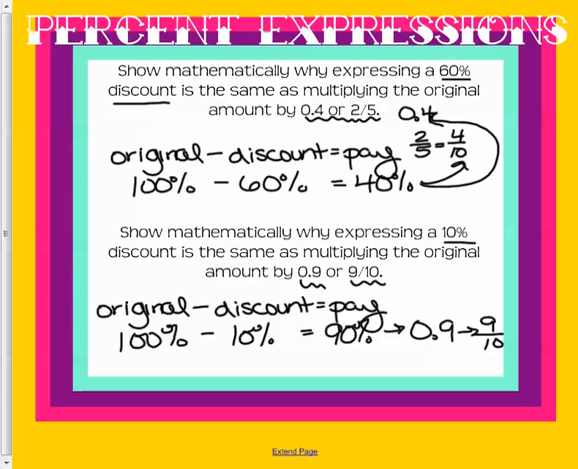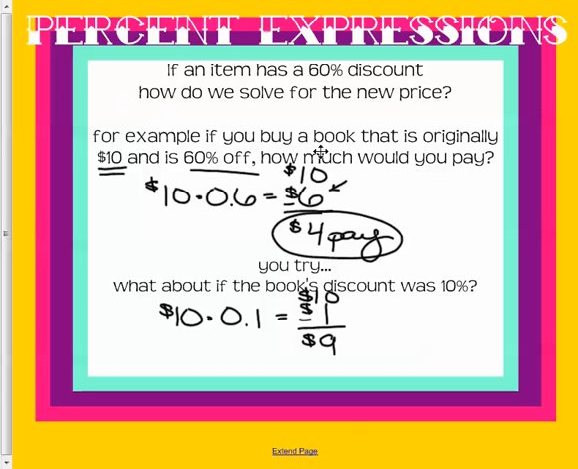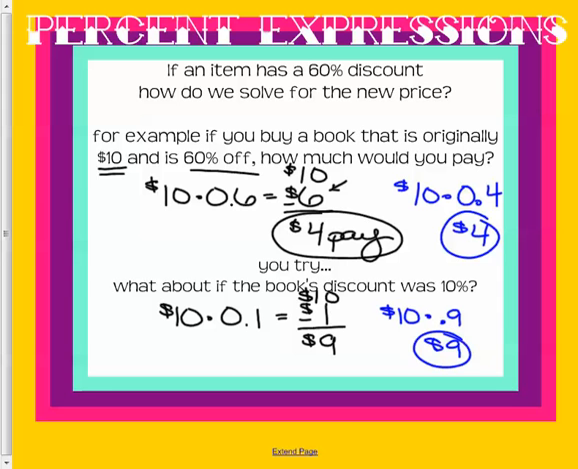Okay, so for example, I'm going to do this in blue so you can see the difference. If I take $10 times what I'm actually paying, which was 40%, then I pay $4. Or if I take $10, for the example that you did, times my 90% or 9/10 or 0.9 as a fraction, I am paying $9.